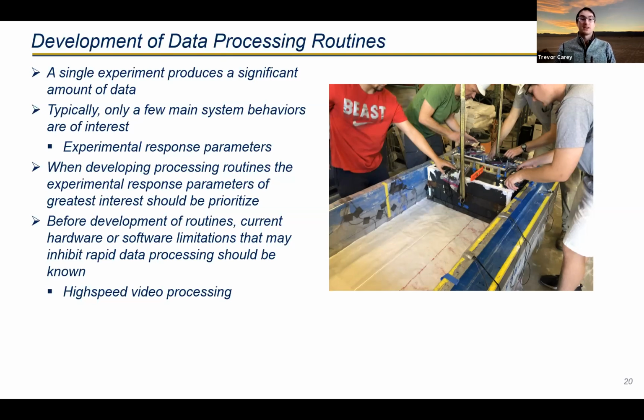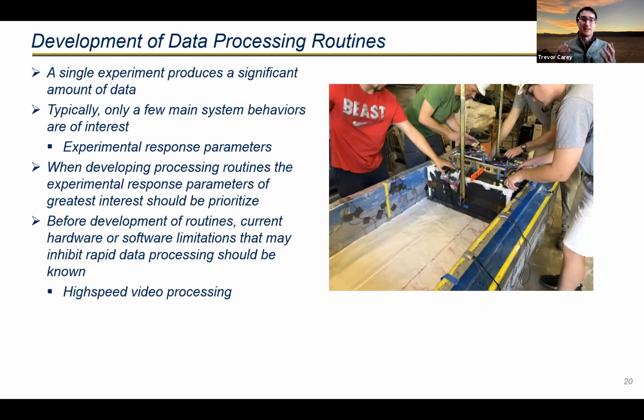When developing data processing routines, the experimental response parameters of greatest interest should be prioritized. Again, if we have 200 sensors, we may not need to plot up 200 sensors to prioritize that behavior. When you have so much information, it does get really hard to make an informed decision. You need to focus in and narrow that scope into what specific aspects we actually care about. Before the development of routines, current hardware or software limitations that may inhibit rapid data processing should be known.